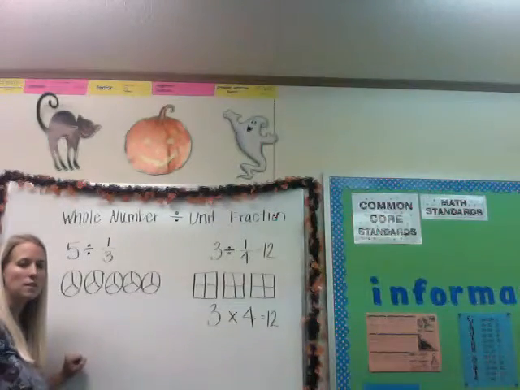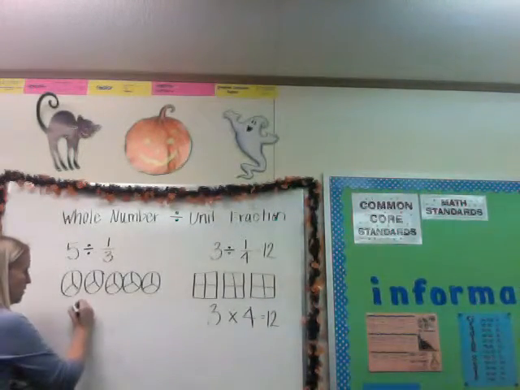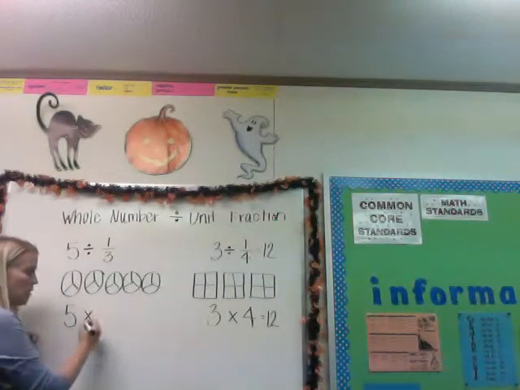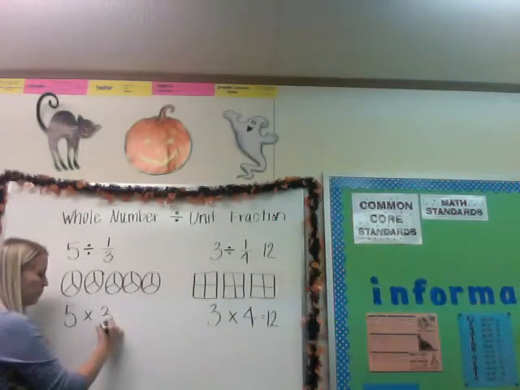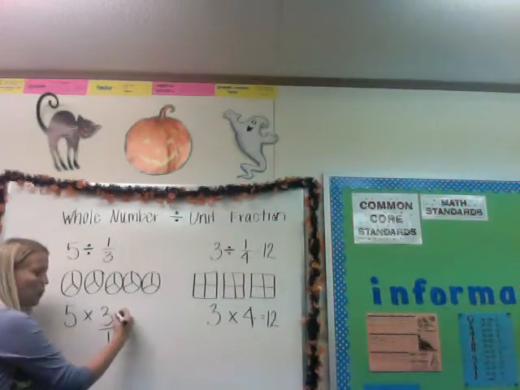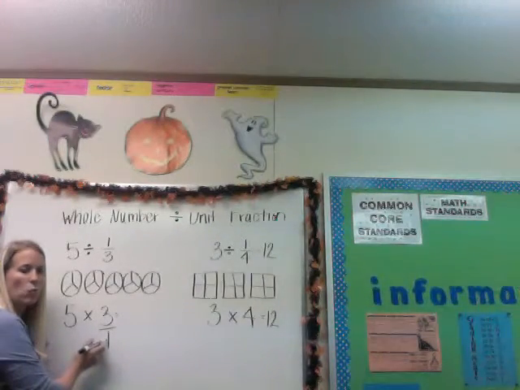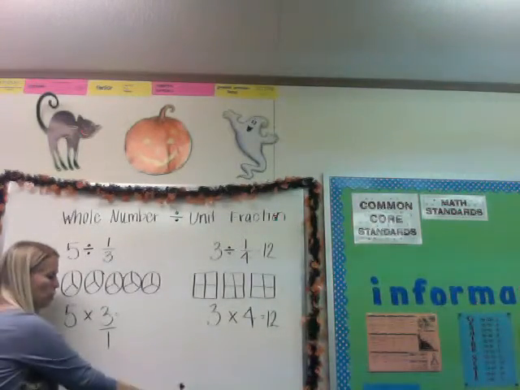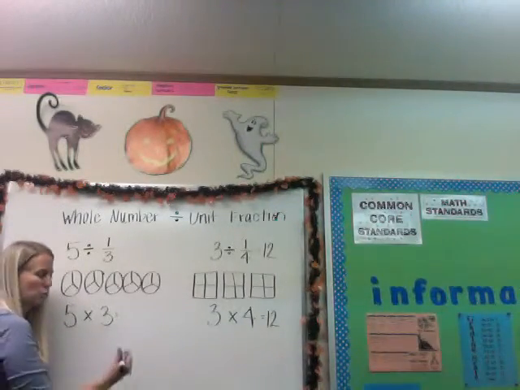Remember again that dividing by a fraction is really multiplying by its reciprocal. So 5 divided by 1/3, I'm going to change, and it'll be 5. The division sign becomes a multiplication sign, and I write the reciprocal of 1/3, which is 3/1. Remember again that only when the denominator of your reciprocal, or any fraction, is 1, it's okay to simplify it. So 3/1 is the same thing as 3. So 5 times 3 is 15.